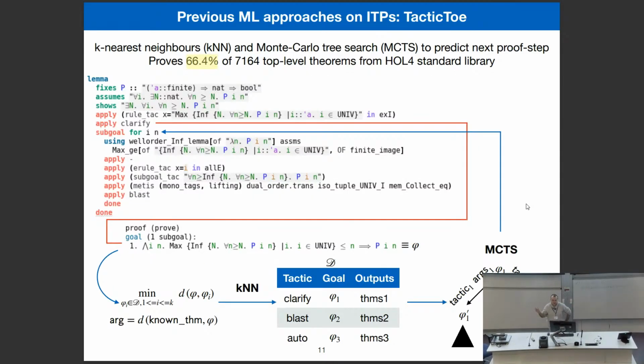One of the oldest approaches, which we heard about in Joseph's talk, was the k-nearest neighbors algorithm used in TacticToe. Basically, you look at the proof state, let's call this proof state phi, and then you create a table of previous proof states and the tactic that was used on them at several points. And you define some metric that will allow you to calculate a certain distance between those obligations and the current obligation.